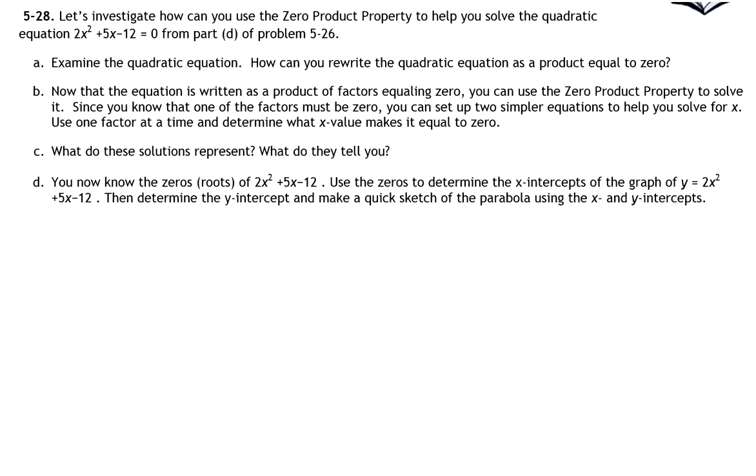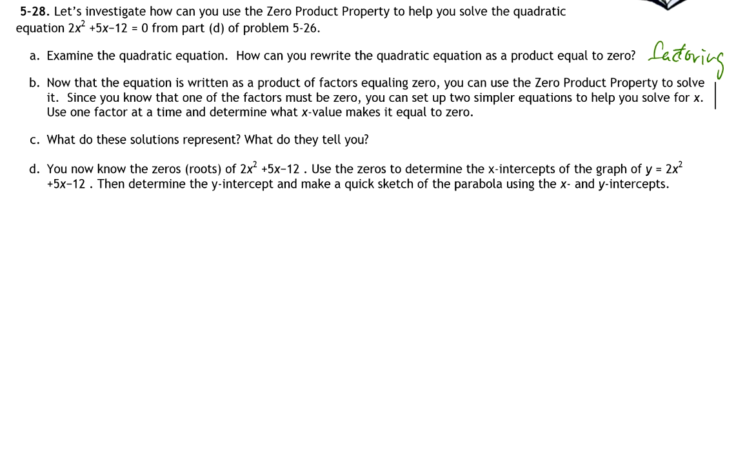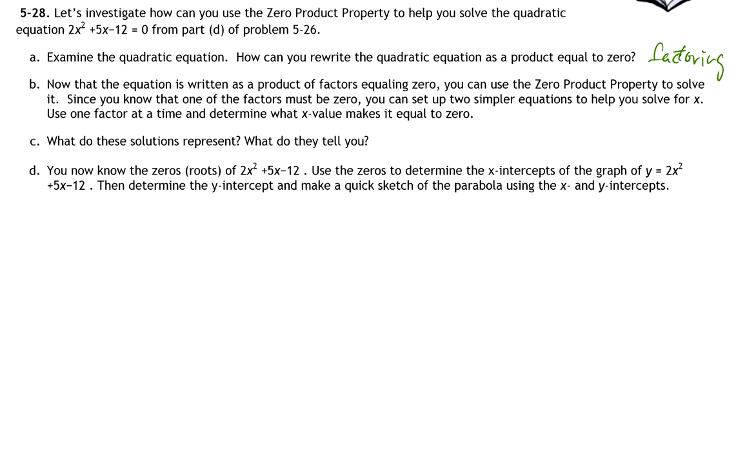Well, that's one thing that you guys as a class do extremely well. You're able to factor quadratics with little or no problem. So I would say, hey, let's go ahead and factor that thing. It says, examine the quadratic. How can you write it as a product equal to 0? Okay, I'm going to say using factoring. Now that the equation is written as a product, oh, okay, well, I haven't done that yet. Let me go ahead and factor it.